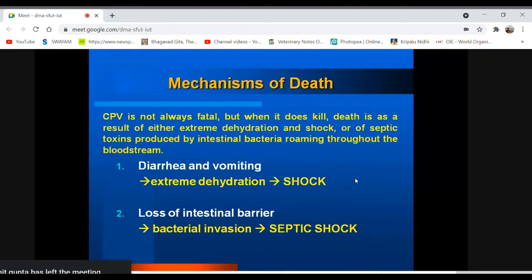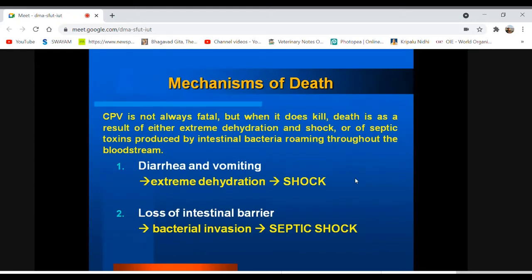What kind of shock is it? They are losing body fluids and electrolytes, so they will get shock. That is known as hypovolemic shock. So because of shock due to extreme dehydration and loss of body fluid and electrolytes, when the animal is having severe diarrhea and vomiting, they will die. That is one mechanism.